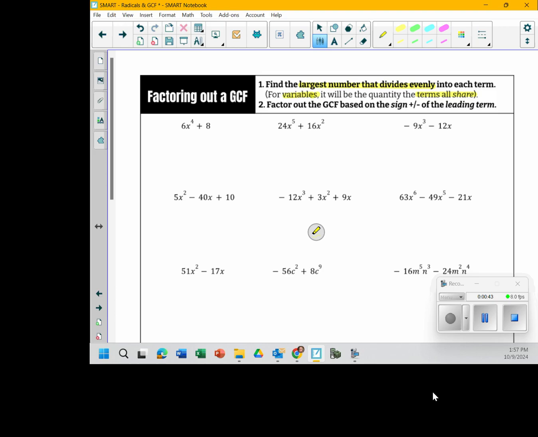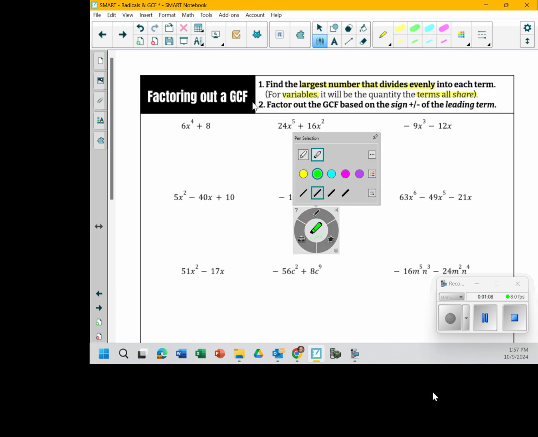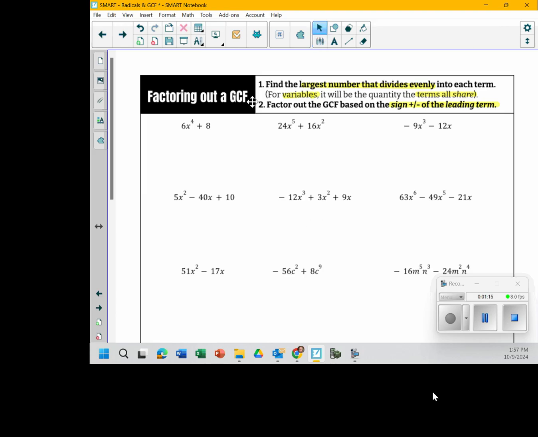So if something has an x cubed and something else has an x to the fifth, they both have at least 3 of them. So 3 would be the most I could bring out. So for variables, it actually ends up being the least amount. Once we factor out the GCF, we want to make sure that we are paying attention to the sign of the leading term to know if the GCF is positive or negative.